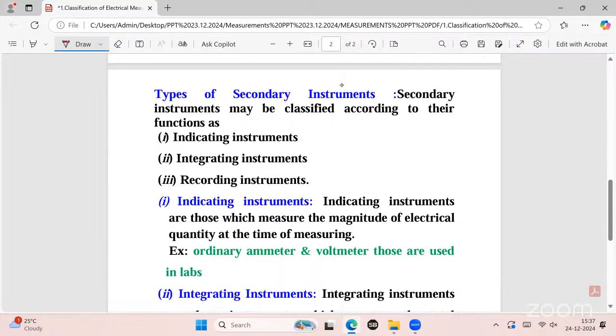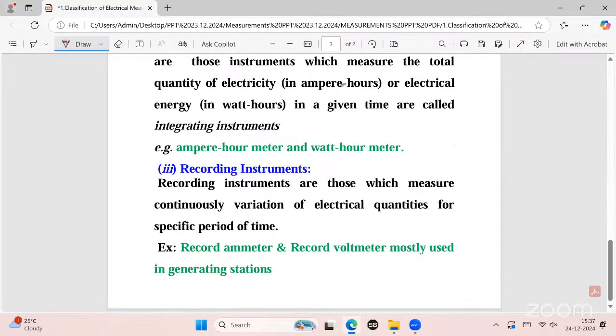Next question: indicating instrument, integrating instrument, recording instrument. You have to write down all those things. I will send you the notes also. Only these notes are enough. Types of secondary instruments: indicating, integrating, and recording. Write down this first question. Define recording instrument, a 2 marks question. Write down this definition and example.